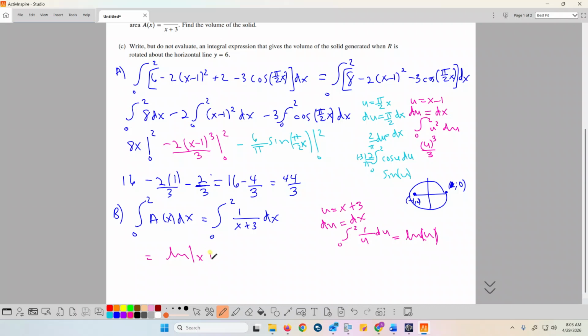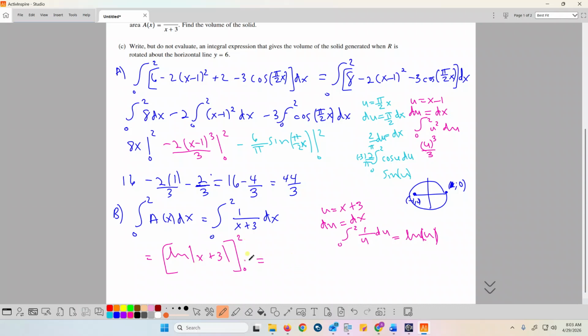So this is ln of x plus 3, and then the limits of integration are from 0 to 2. Another way to write that is to just put this bracket and just go 0 to 2 like that. It's kind of equivalent to what I did up here. And anyway, now we'll plug in those values, right?